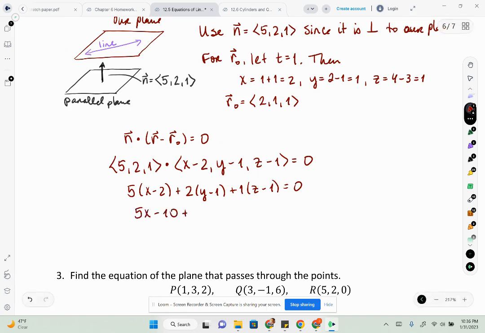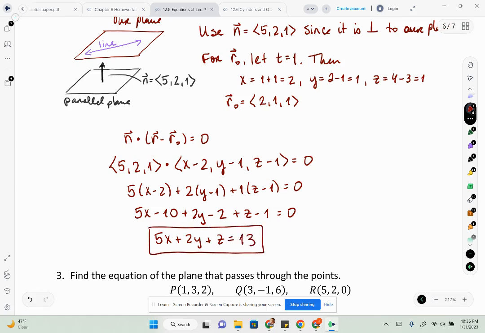5x minus 10 plus 2y minus 2 plus z minus 1 is 0. Combine and move all your numbers over to the other side. So on the left side, we have variables 5x plus 2y plus z. Our numbers, negative 10, negative 2, negative 1, that's a negative 13. And when I move it to the other side, it's a positive 13. And that is the equation of our plane.